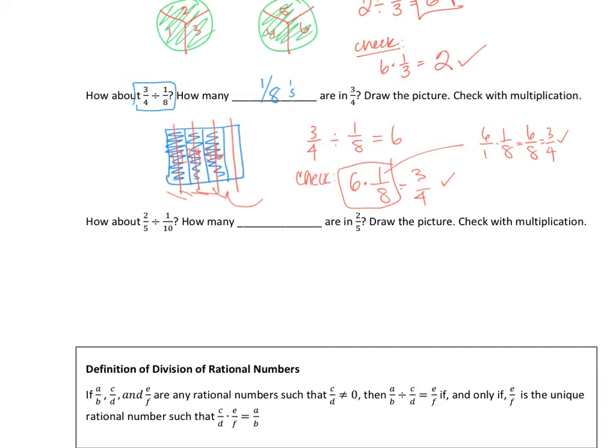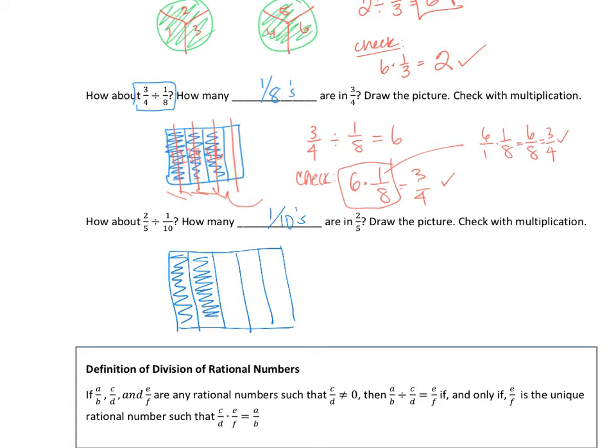All right, so we want to know 2/5 divided by 1/10. So how many 1/10ths are in 2/5? So I'm going to draw 2/5. So 1/5 and 2/5. And I want to know how many tenths are in there. So again, tenths I could find, and I kind of made these on purpose nicely to draw, is taking each of my fifths and cutting those in half.